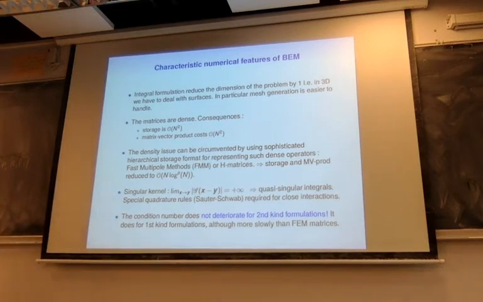Another characteristic feature is that the kernel is singular. What you have to integrate becomes quasi-singular integrals. So you cannot compute the elements of the matrices with naive quadrature techniques. At least for close interactions, you need to rely on special quadrature rules. I believe that the most popular ones are the quadrature rules that were proposed by Stefan Sauter and Schwab.